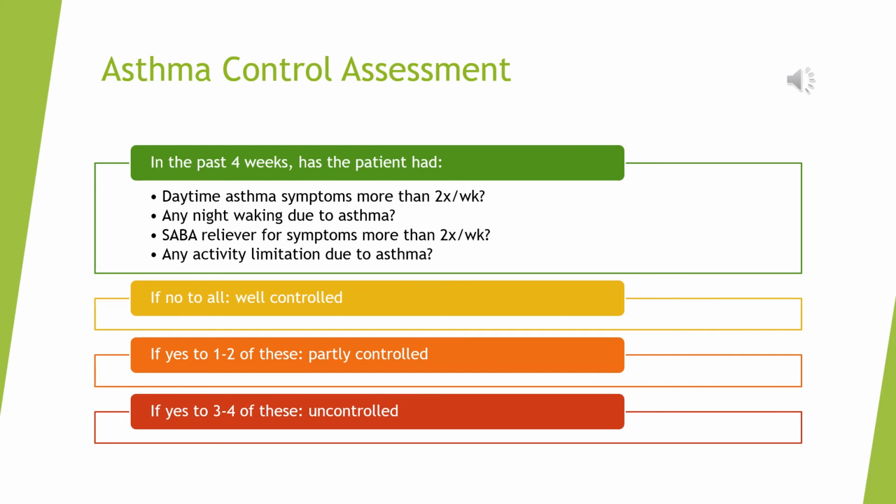If they said no to all, then they're well controlled. If they answer yes to 1 or 2 of these, then they are partly controlled. And if they say yes to 3 or 4 of these, they're uncontrolled. And these will kind of help guide your next steps.